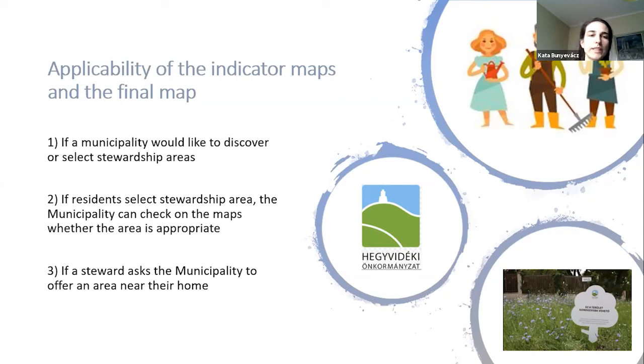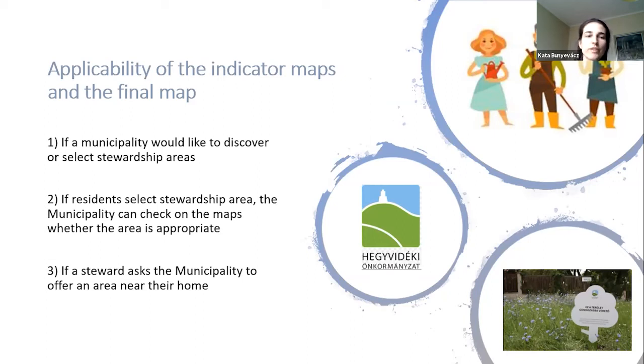It's also possible that residents know about this program and select an area, go to the municipality and tell them, I would like to take care of this area, and the municipality can check on the maps whether the area is appropriate to be given to the steward. So is it owned by the municipality, it's not protected, and there are no other obstacles to give it.